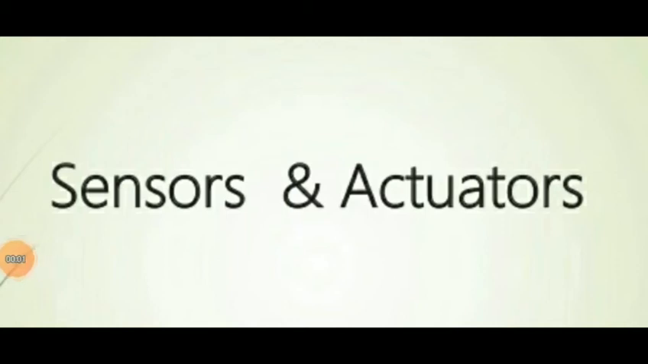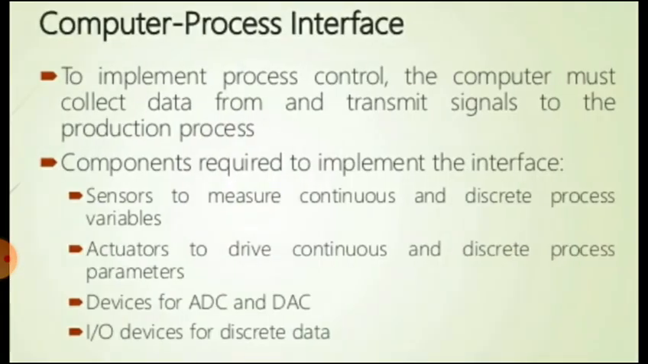Good morning. Today we will discuss sensors and actuators. Now in computer process interfacing, to implement process control, the computer must collect data from and transmit signals to the production process. So these are the components required to implement the interfacing.